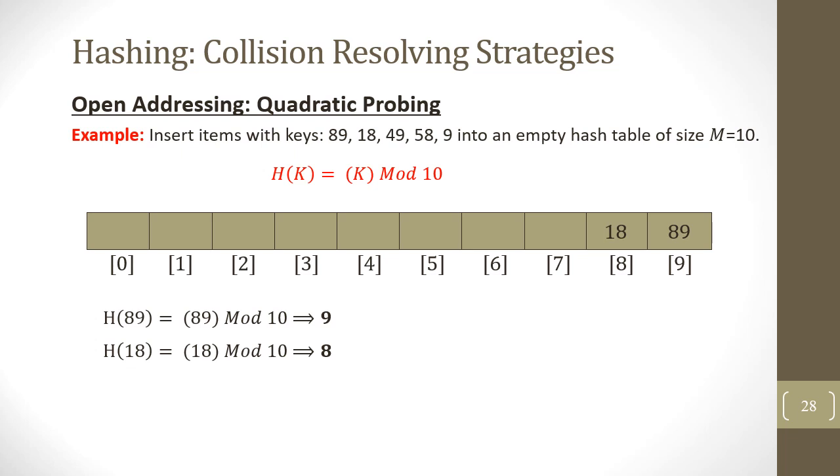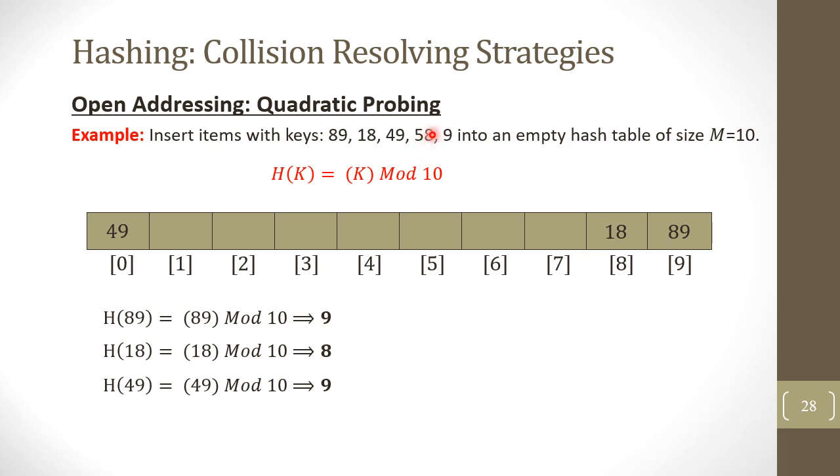The next number is 49. We take mod 10 of 49, which is 9. Originally it should go in the 9th slot, but there is a collision. So after that, we will probe the next location. What is the next location we will be probing? That is 1 square, which is 1. So we'll probe the first location after 89, which is 0. It is empty, so we place 49 in this slot.